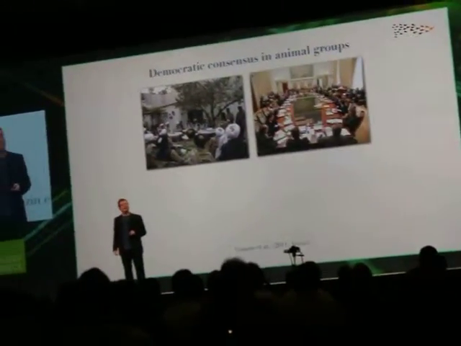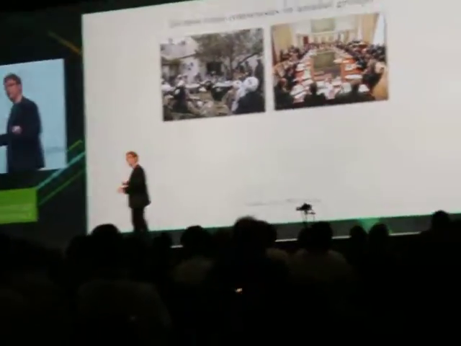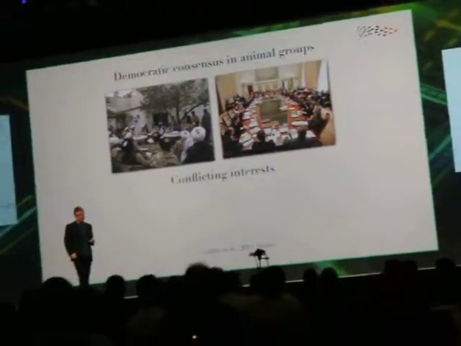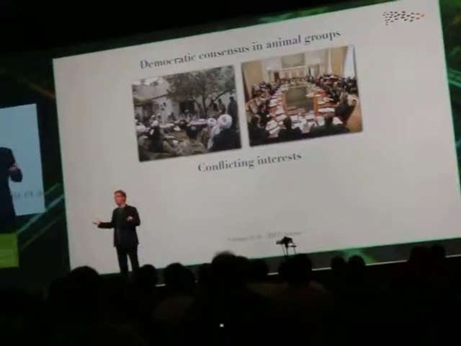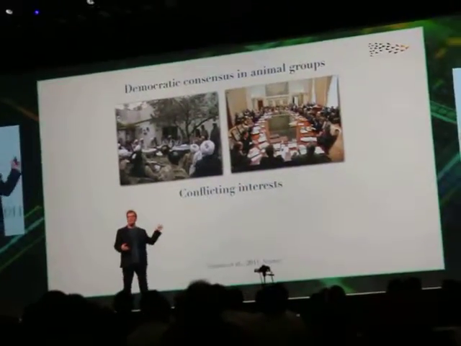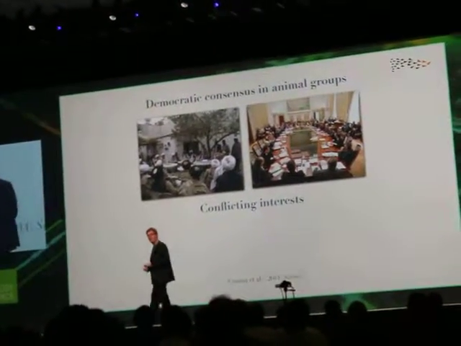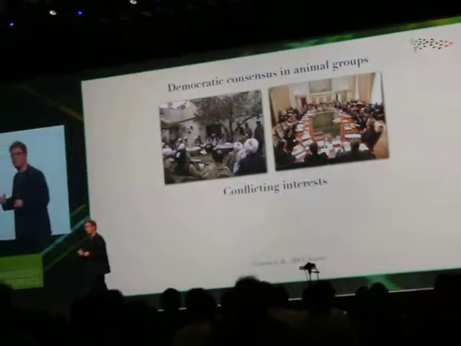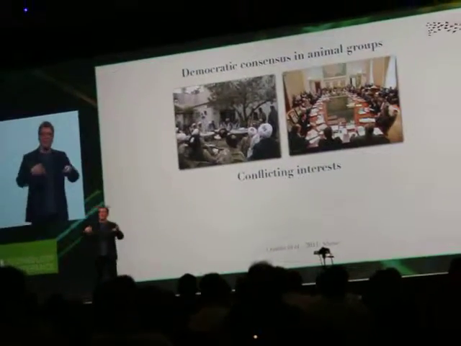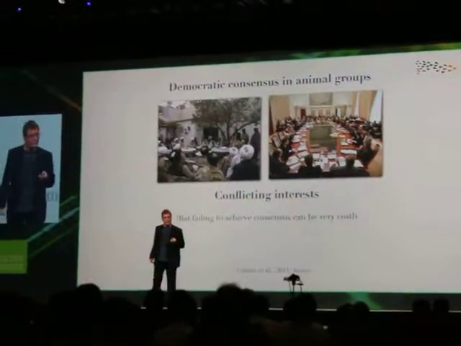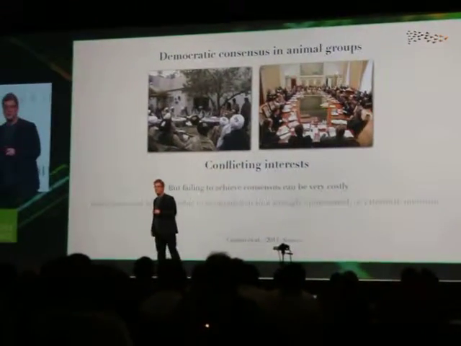Consensus decision-making has emerged again and again, independently with different human societies. We are familiar with the concept of having conflicting interests. Anyone that's sat in a committee that has to come to a decision, for example, about a job applicant, is aware that the cost of not coming to consensus is greater than having this conflict among the members of the group. So failing to achieve consensus can be very costly.